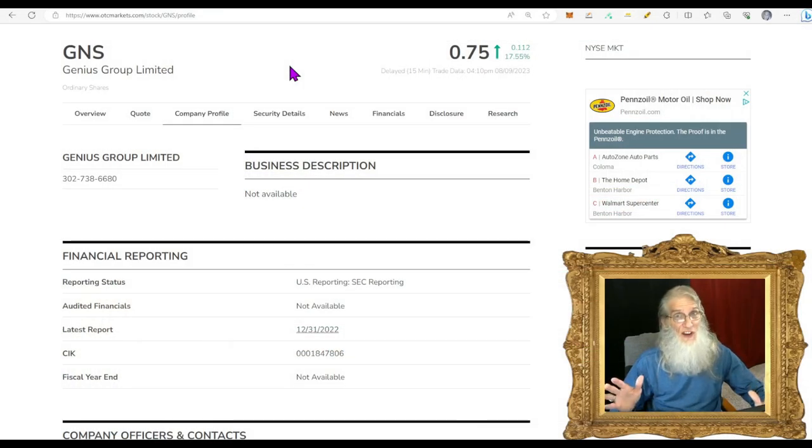Without exaggeration, I am excited to share this stock with you. This is ticker GNS, Genius Group Limited. This has got to be a perfect play. Now, no, I'm not saying I guarantee she's going to run. What I'm saying, though, is she has got every box ticked that I look for in a hot penny stock, and ticked with a big old fat green marker at that.